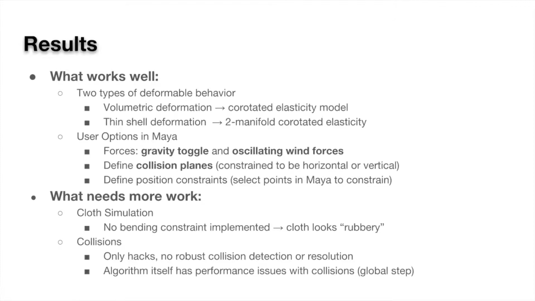Unfortunately, due to time constraints, we do have some areas that we believe need more work. The first is that we did not have time to implement a bending constraint, and as such, when we try cloth simulation, it appears rubbery. And furthermore, we used some simple hacks for collision detection and resolution, and as such, we do not have any robust general collisions or self-collisions. Unfortunately, projective dynamics itself even has issues with collisions because it can greatly reduce the performance of the global step during runtime. We'll now take some time to show off some demos.